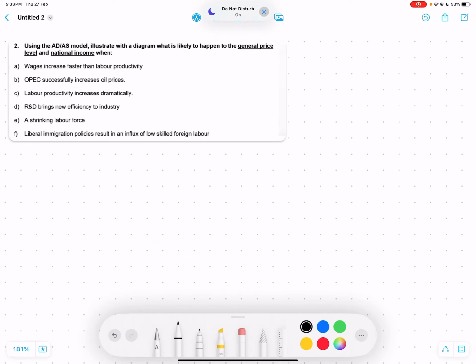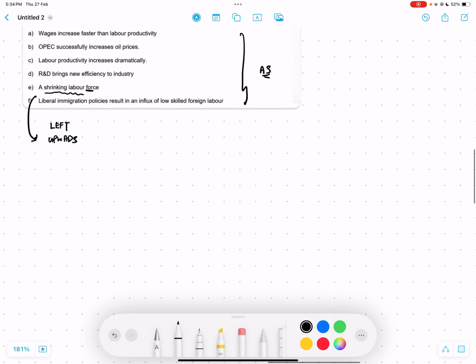Okay, so now let's go through E and F. E says a shrinking labor force, and then again, what are we doing? We are using the AD-AS model, okay? And I told you that basically everything here is going to be an AS thing. Okay, so let's start with a shrinking labor force. I'm going to tell you up front, we're going to shift it leftwards, and we're going to shift it upwards. Both things are going to happen, yeah? So let's begin. E, a shrinking labor force.